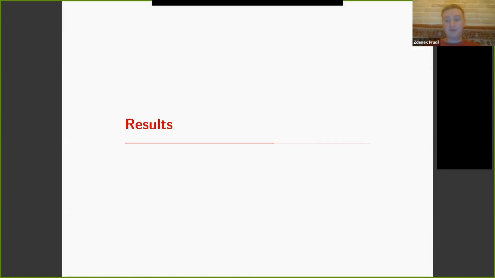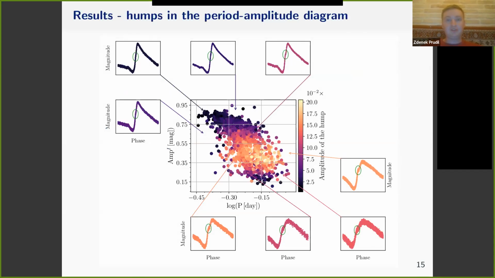Now, when we look at the results, we first look at the period amplitude plane, the Bailey diagram, the basic plot for the LRS stars. We found differences between stars that actually show a hump feature and those that don't. They lie in different portions of the period amplitude diagram. You see that when you look at the stars with large amplitudes and small pulsation periods, those stars have very little hump at all.